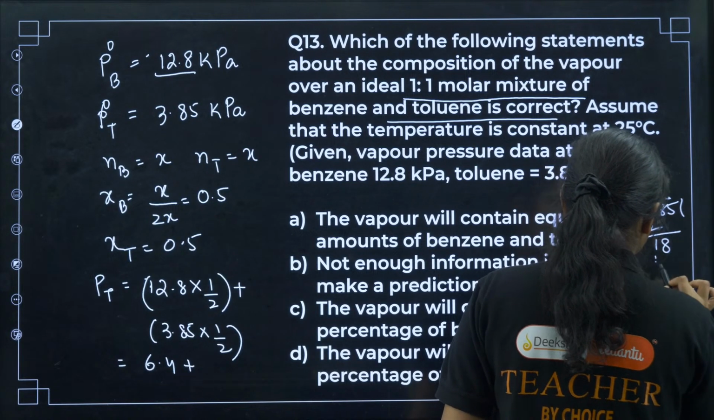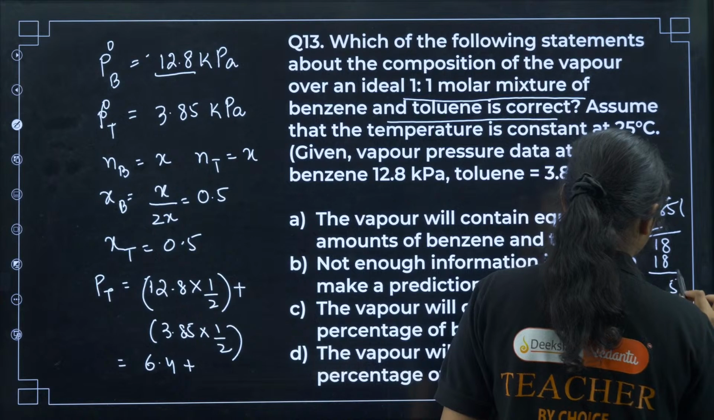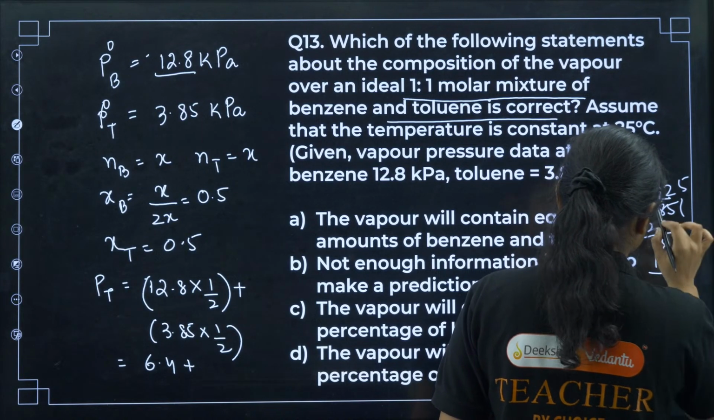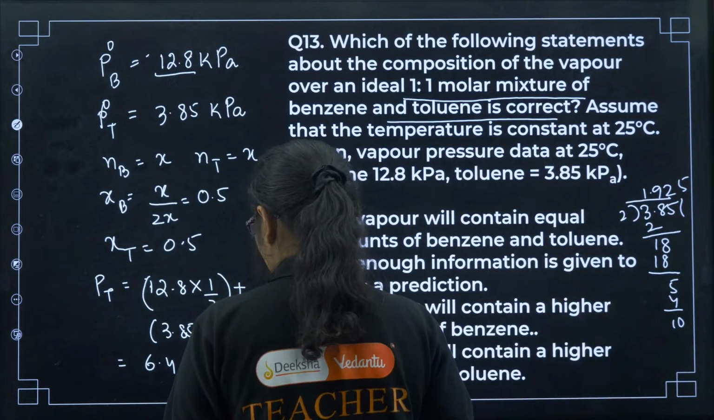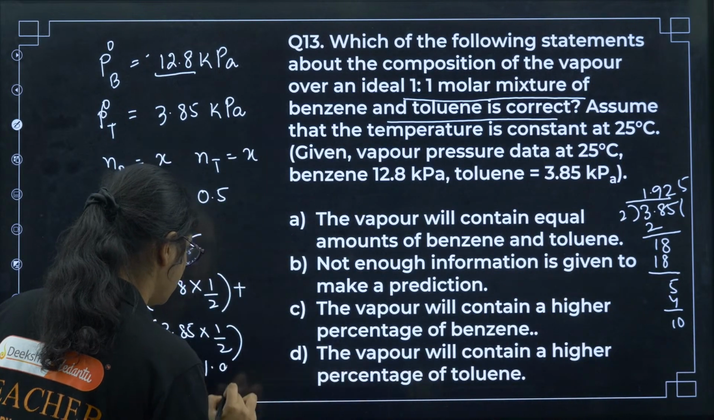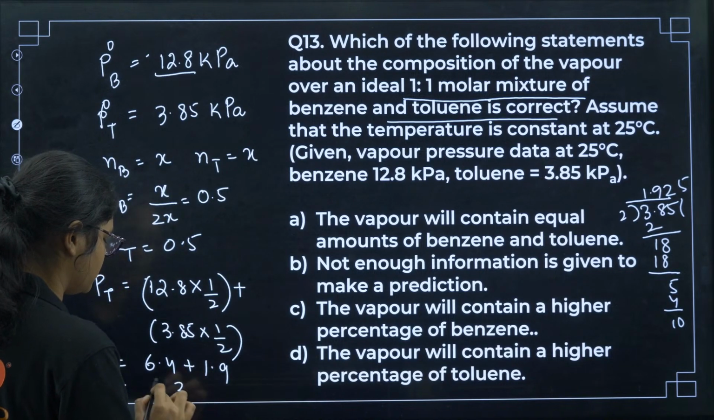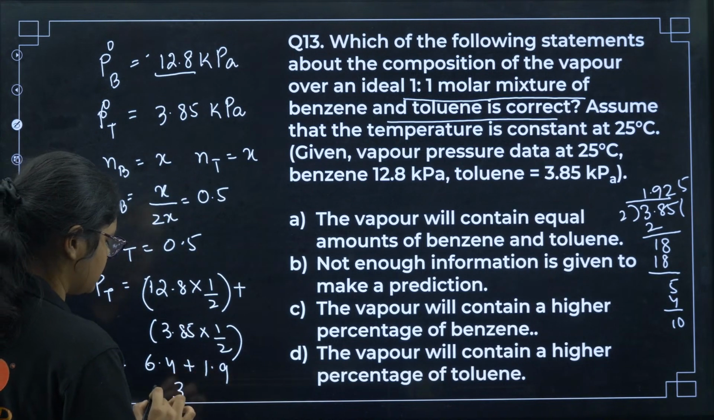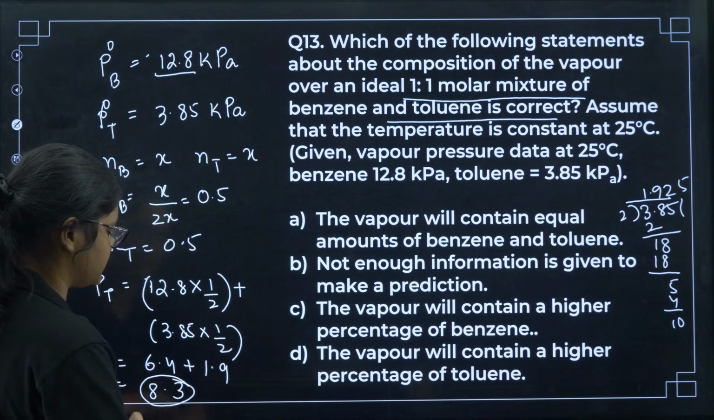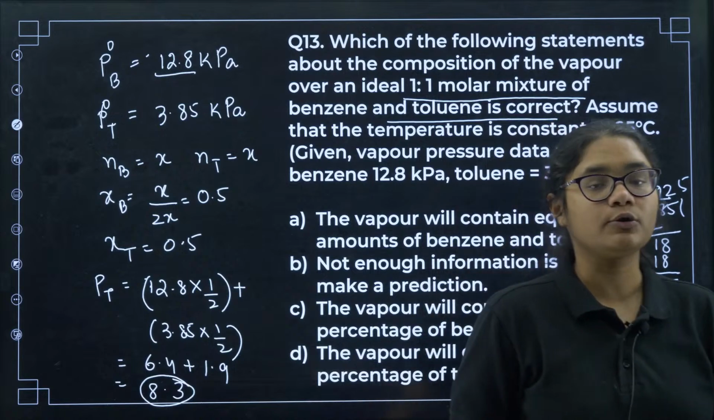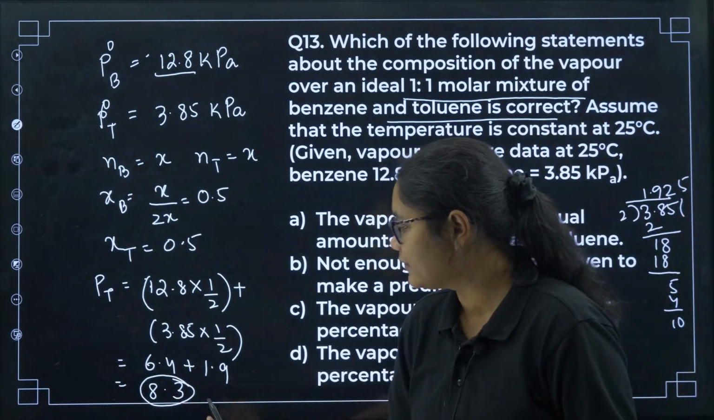Okay, 2 9s are 18, then I have 5, then I have 2 2s are 4, 1 5, 1.925. So I'm just taking it as 1.9 something. Now if I add this one, how much I'll get? 9 plus 4 is 13, 6 plus 1 is 7, plus 1 is 8, so something, the total pressure is 8.3. I hope all of you have got up to this. The total pressure is 8.3.